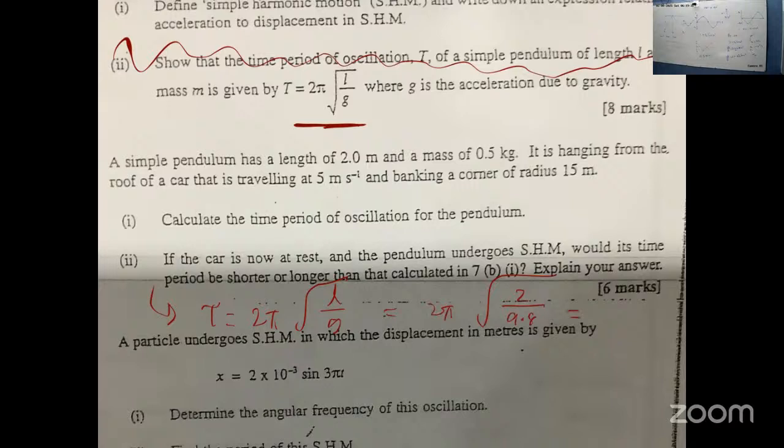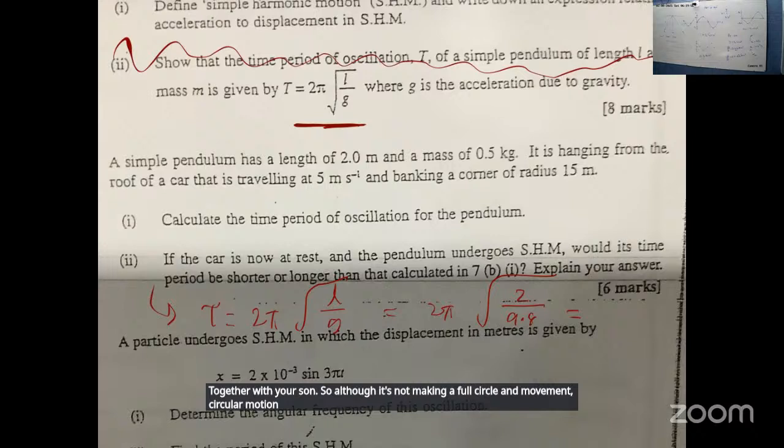How is it moving? It's moving with circular motion. They give you a radius and velocity. So although it's not making a full circle, it's moving with circular motion. Right? So you have to remember your Module 1 here to figure this out.